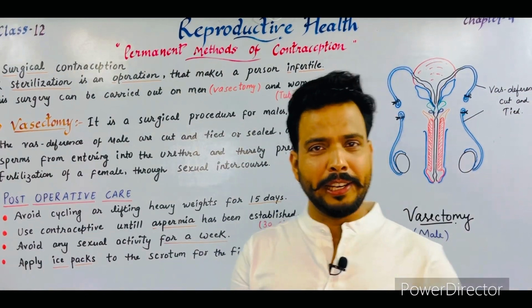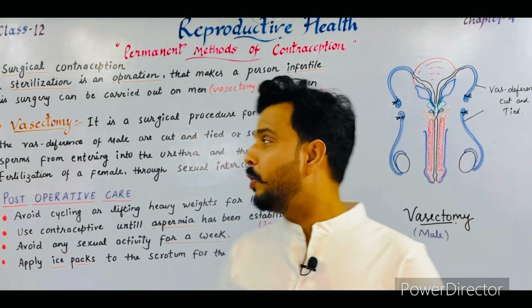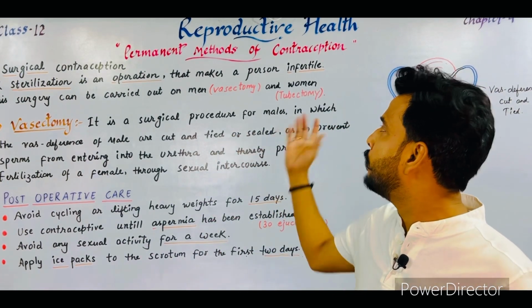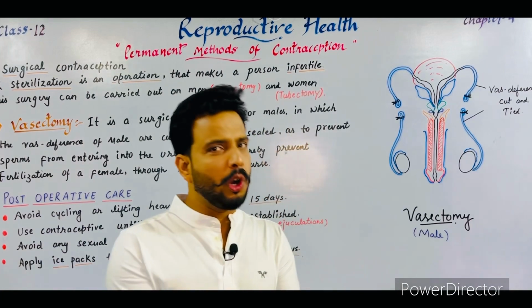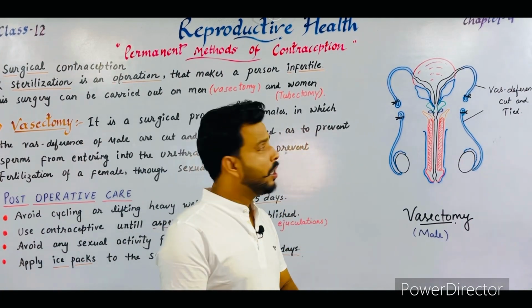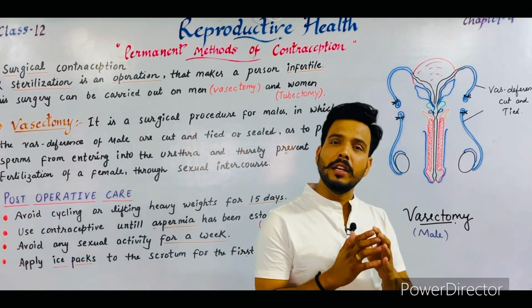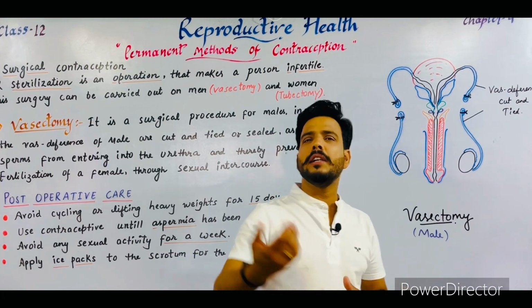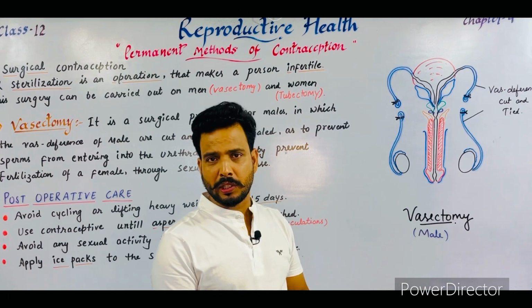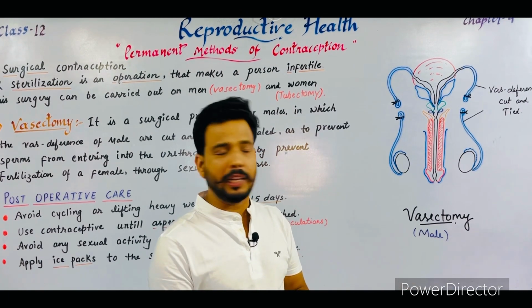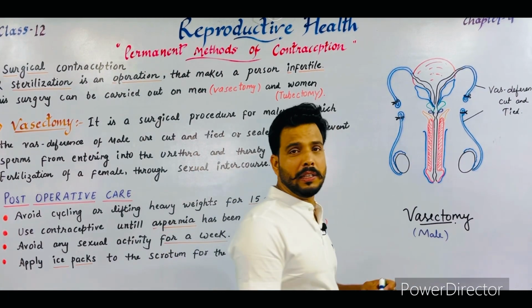Students, so it is your diagram. Now I am going to tell you about the vasectomy or the permanent methods of contraception. First of all, I will tell you in a short way with the help of a diagram. So this is the diagram of the male reproductive system. As I have described in my earlier videos the different parts of the male reproductive system, but in this video I will repeat it again so everyone will understand easily.